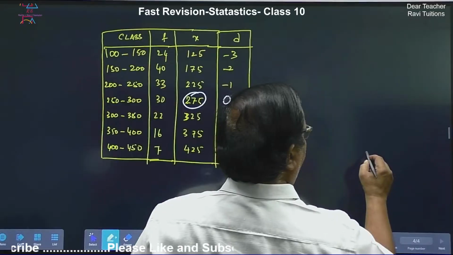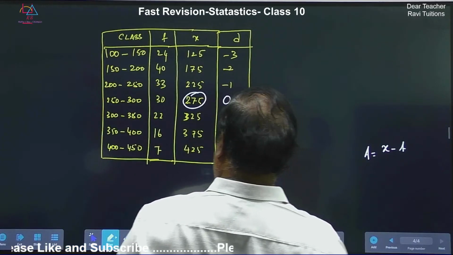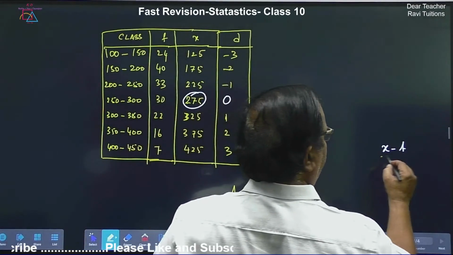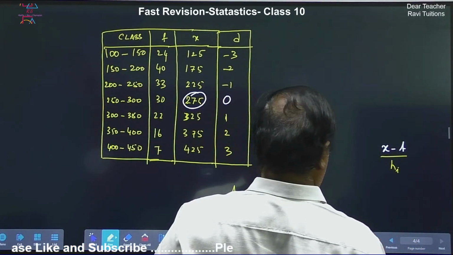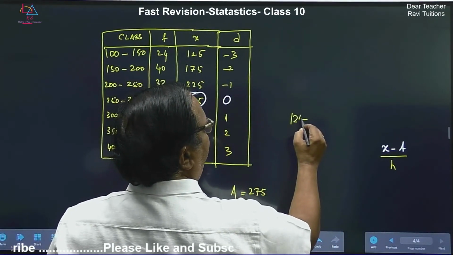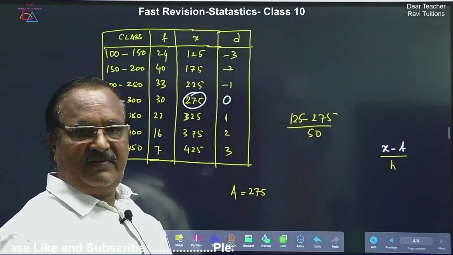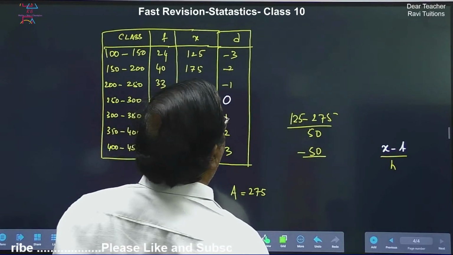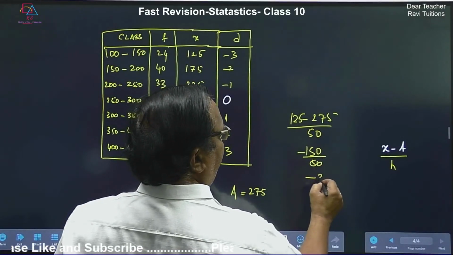I will just give you the formula. d is equal to x minus A by height of the class. Okay. So now you take x 125 minus 275 by 50. 50 is the class interval. So this is how much? Minus 150 by 50, which is minus 3.